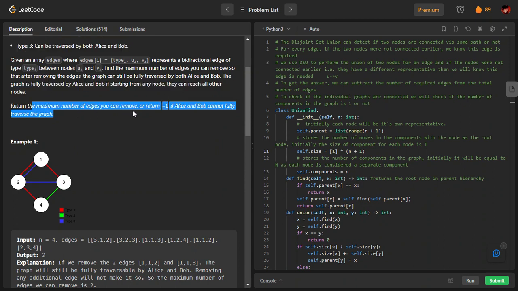Then return the maximum number of edges that can be removed, and return minus one if Alice and Bob cannot fully traverse the graph. Remember one point here: we are not adding any edge, we are only removing the edges. So if a graph is given to us where it is not traversable to begin with, then we have to return minus one.